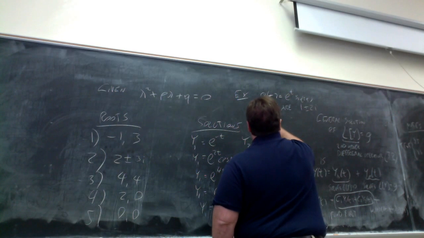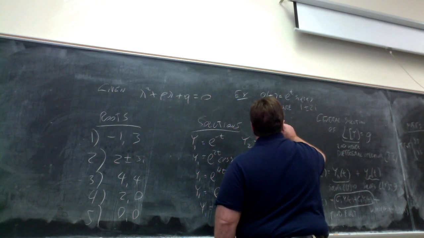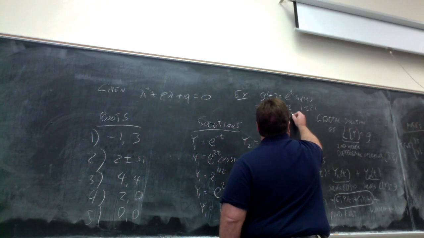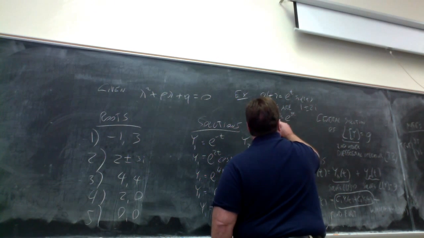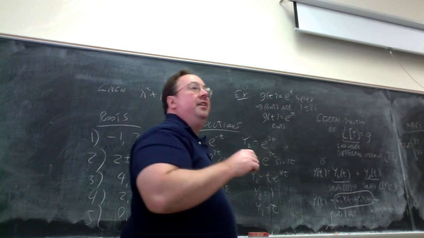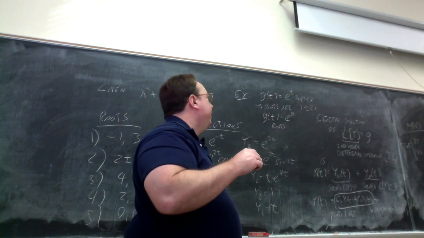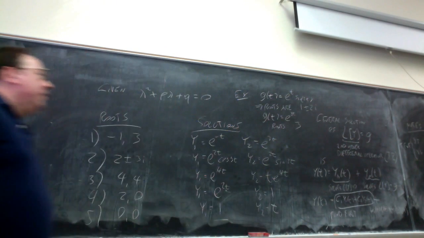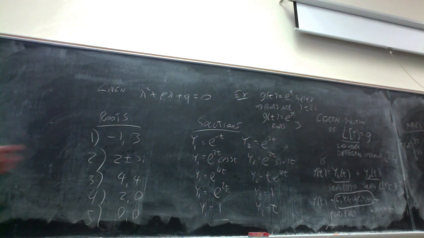And whereas if you have, for instance, g of t is equal to e to the 3t, what's the root that leads to that? Yeah, just 3. Okay. So going backwards and forwards like that can help you execute undetermined coefficients. I'll fill in the blanks on that method starting on Wednesday. All right.